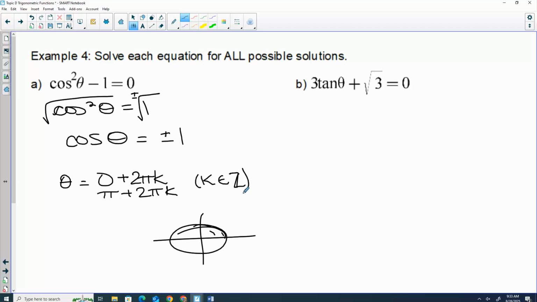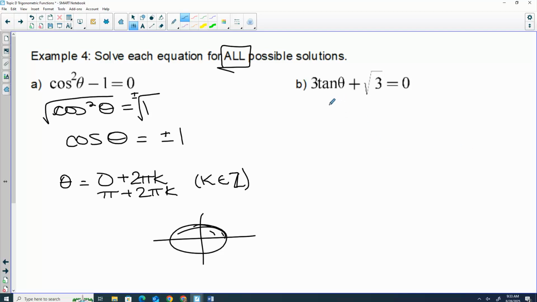There are certainly more concise ways of writing this. 0 plus 2 pi k is just 2 pi k. But I want to make sure we understand the point. The only reason I had to put the plus 2 pi is because I said all possible solutions, not just between 0 and 2 pi.